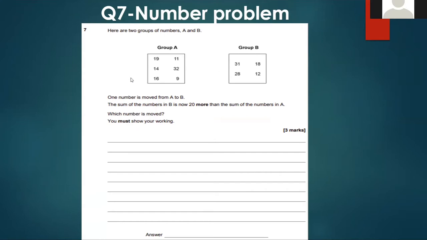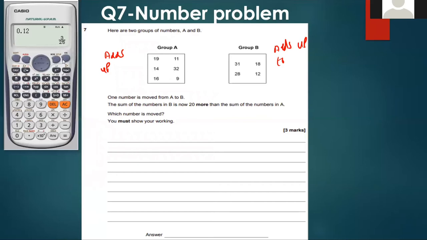So basically, first of all, what we need to work out is what these both add up to. So what this adds up to, and then what this adds up to, because that's going to help us look at what we're moving. So again, this is a calculator paper. So I can use my calculator and say 19 plus 11 plus 14 plus 32 plus 16 plus 9. That gives me an answer of 101.